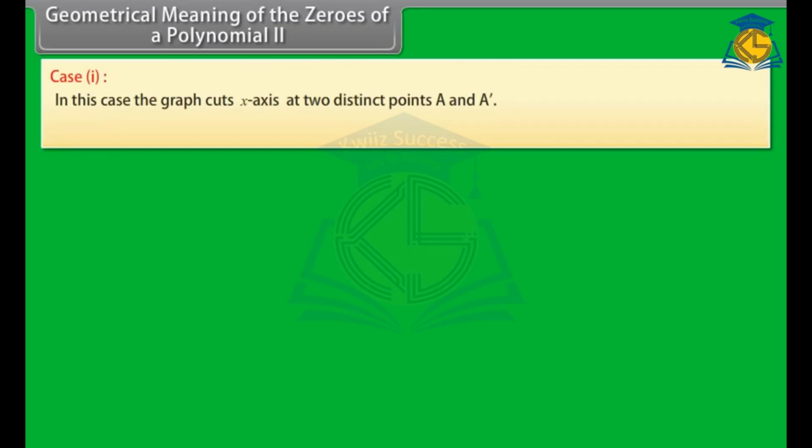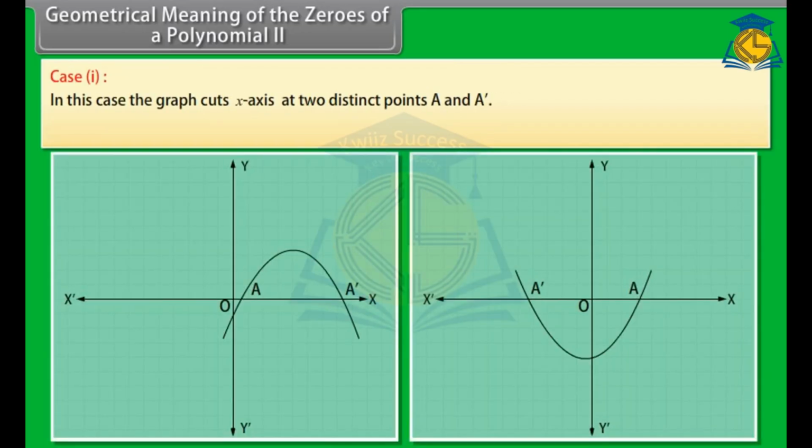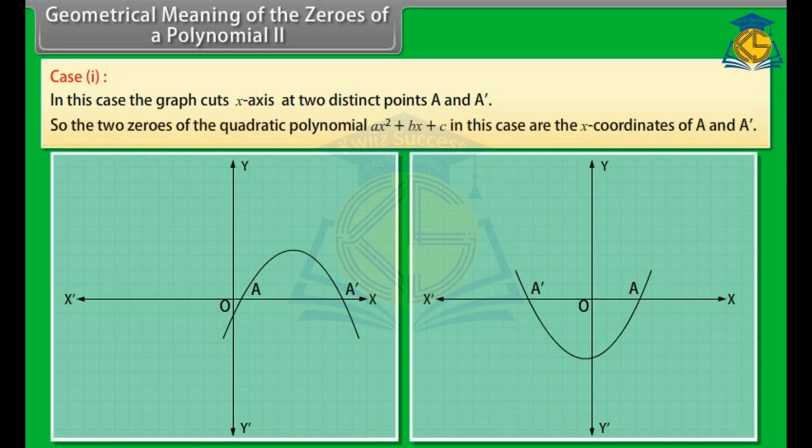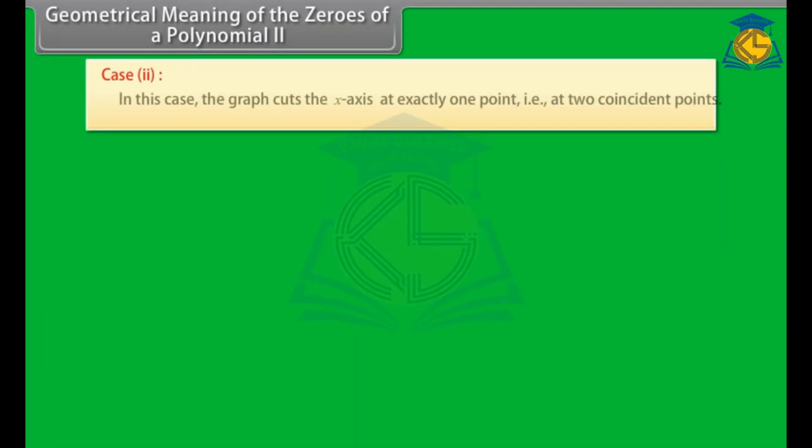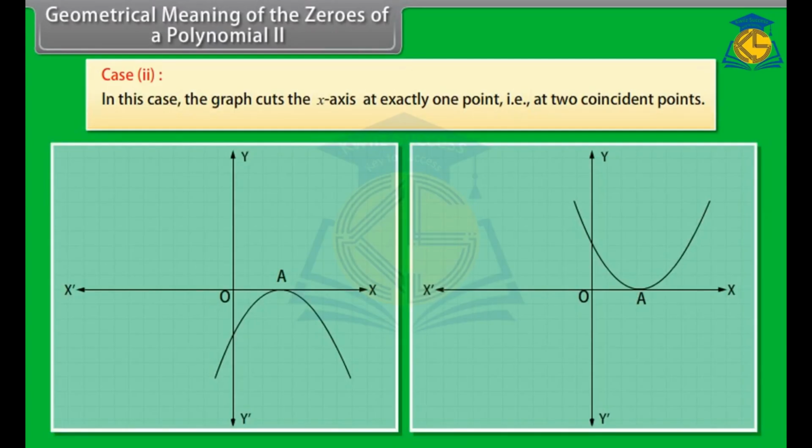Case 1. In this case, the graph cuts x-axis at 2 distinct points, A and A dash. So the 2 zeros of the quadratic polynomial ax square plus bx plus c in this case are the x-coordinates of A and A dash. Case 2. In this case, the graph cuts the x-axis at exactly one point, that is, at 2 coincident points. The 2 points A and A dash of case 1 coincide here to become one point A.